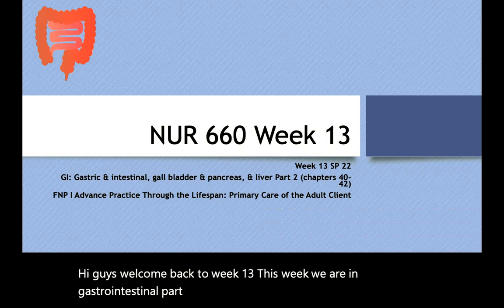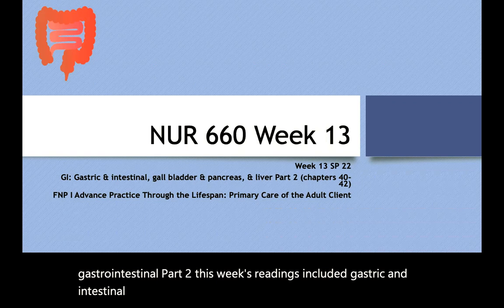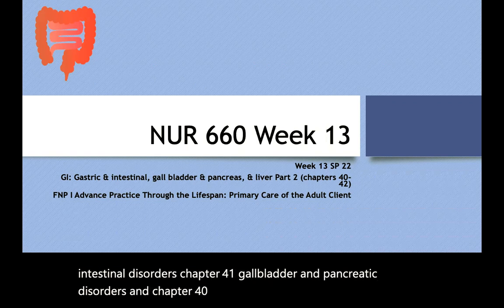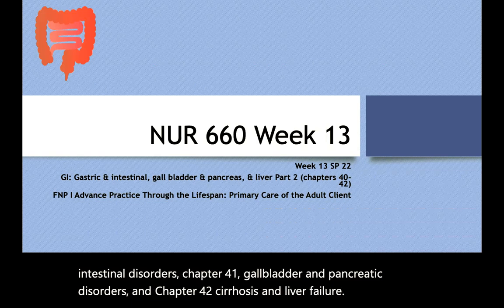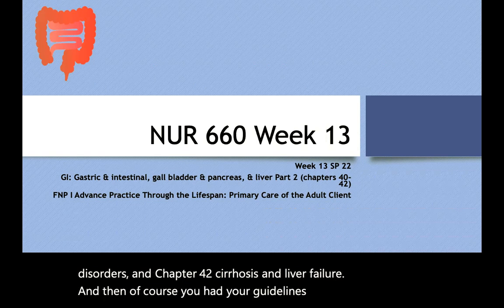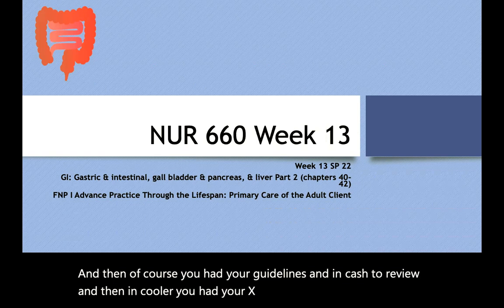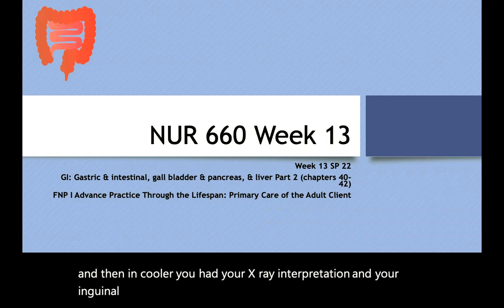This week's readings included gastric and intestinal disorders, chapter 41, gallbladder and pancreatic disorders, chapter 42, cirrhosis and liver failure. And then of course you had your guidelines in CASH to review. And then in COILER you had your x-ray interpretation and your inguinal hernia reduction.